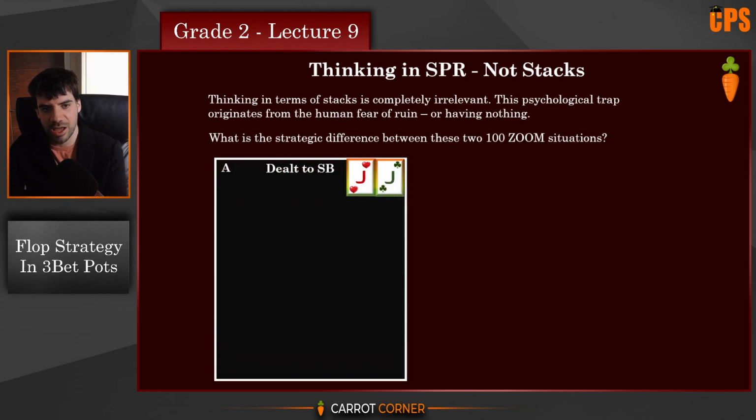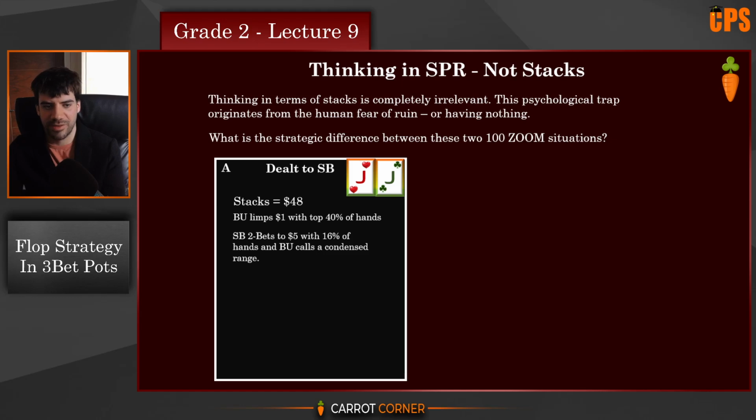In situation A, you're dealt jacks in the small blind. Stack is $48 because the button limps and that's how much money they have. They limp the top 40% of hands. They're a player that has a HUD like 40-0, maybe 25-0, but it's a bit wider from the button. So when button limps, you decide to raise. You make a 2-bet to $5, not a 3-bet because there's been no preflop raise yet. You use a 16% range, which is typical of what you might 3-bet against a similar opening range width. Button decides to call with a condensed range. They would have 4-bet their best stuff and folded their worst stuff.